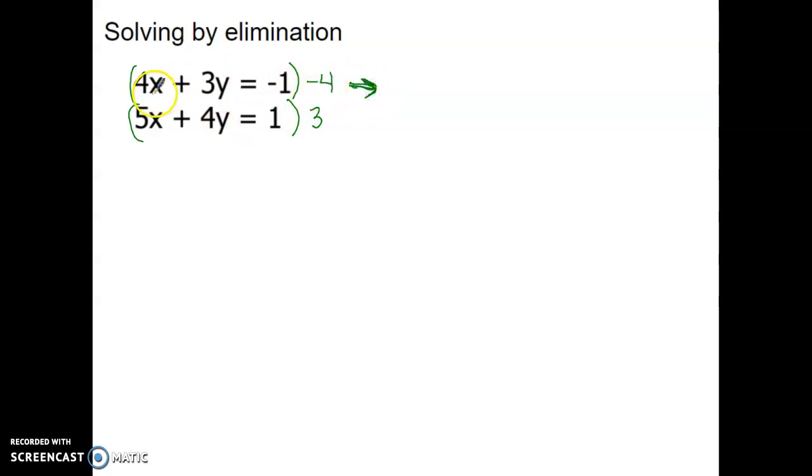Negative 4 times positive 4x is negative 16x. Negative 4 times 3y is negative 12y. Negative 4 times negative 1 is equal to a positive 4. Let me draw an arrow here. 3 is going to be multiplied by everything, so 5x times 3 is 15x. 4y times 3 is positive 12y. We're good here. And then 3 times 1 is positive 3.